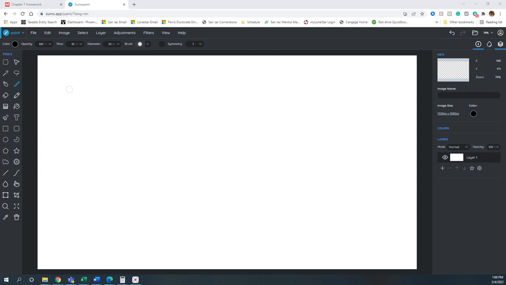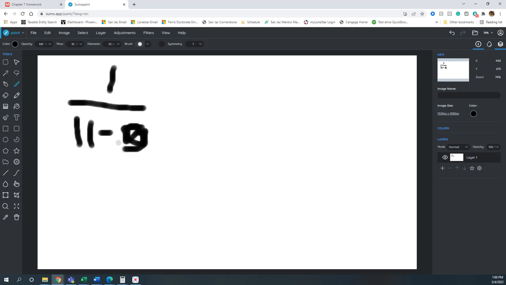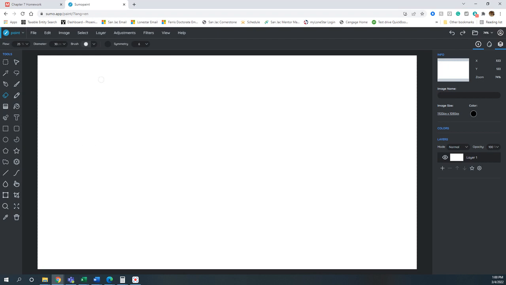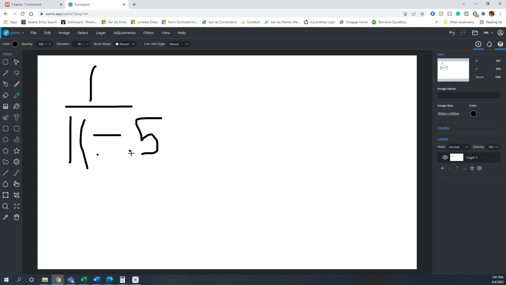So when we're looking at the formula again, to find the lower limit, this is the formula. Divide by 11.5, so our upper limit minus our lower limit.